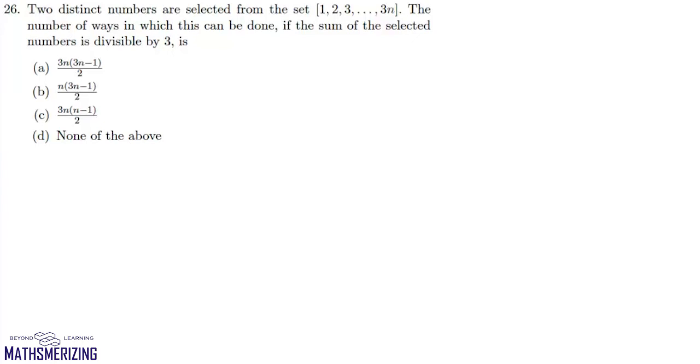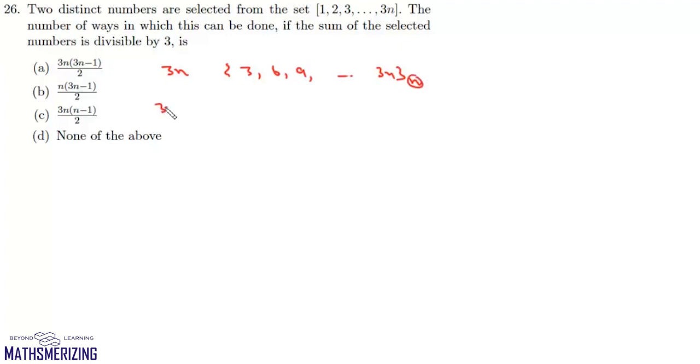Now it says two distinct numbers are selected from the set. The number of ways in which it can be done if the sum of selected numbers is divisible by 3. Now what we'll do is partition this set into 3 subsets. First we'll take the numbers which are multiples of 3, say 3, 6, 9 up to 3n. And we have n numbers in this set.